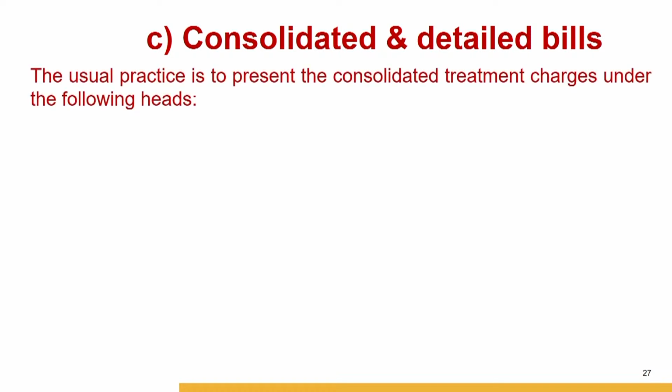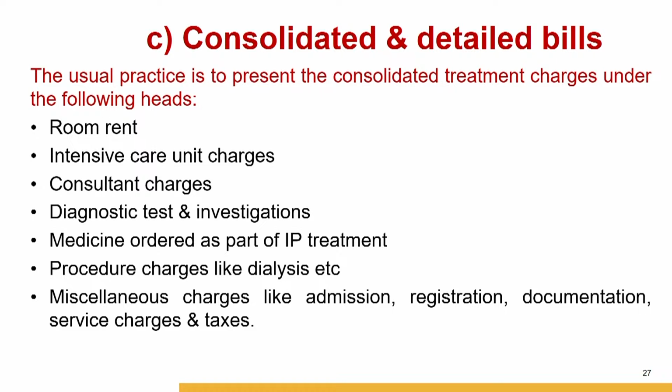So the usual practice is that a consolidated and detailed bill is there, right? So room rent, ICU charges, consultant charges, diagnostic tests, medicine ordered when you were admitted, dialysis procedure if it is done, any other charges like admission, registration, documents. So all detailed bills are there. Sometimes it goes into 8 to 10 pages also. So that is also required, so that they can have a look at it. Again, the IRDAI has given standardized guidelines for the consolidated and detailed bill also. That's a very good or noble initiative which they have taken, because here also sometimes there was controversy when it comes to bills.